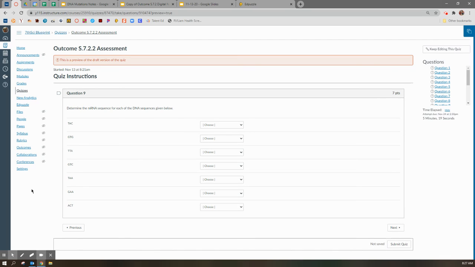Question 9. This is matching. Determine the mRNA sequence for each of the DNA sequences given below. So they say TAC, GTG, TTA, GTC, TAC, GAA, and ACT. So for this first one, TAC, I would be looking in the drop-down menu for the correct answer to go along with TAC. So the correct answer would be A, U, G.